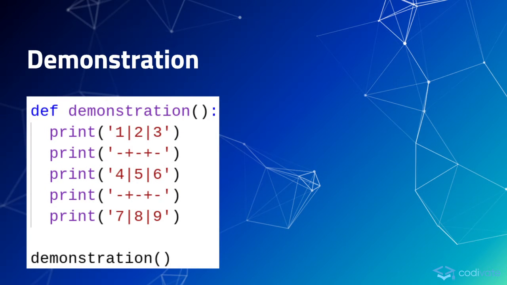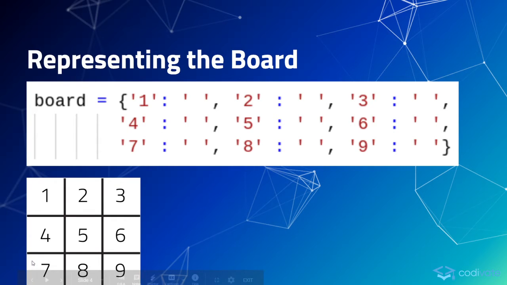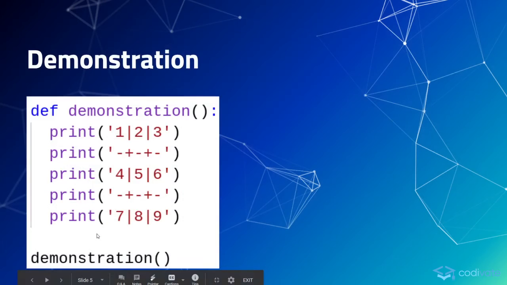So it may seem obvious to us as the programmers that all of these numbers correspond to all of these boxes, but the user doesn't know that. So in order to let the user know, we've created a function called demonstration that just prints out how the board would look like and the numbers at each position.